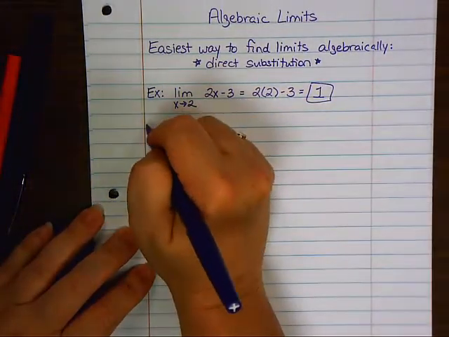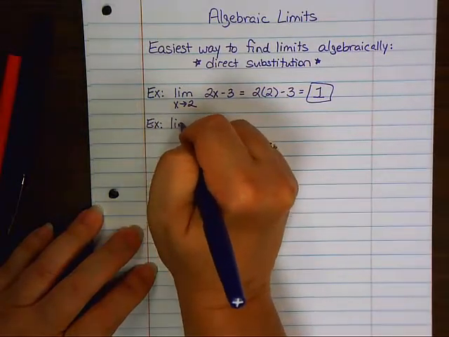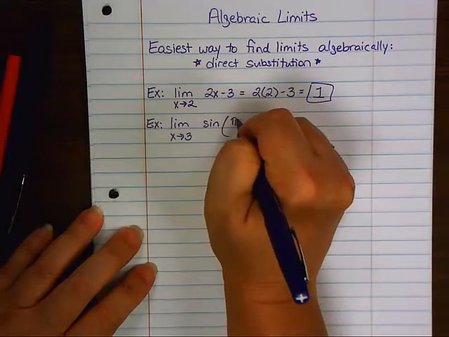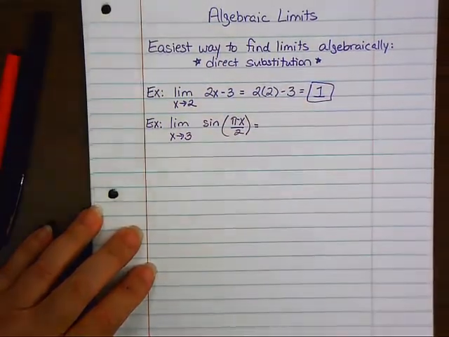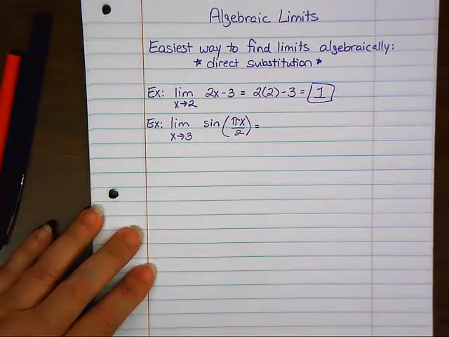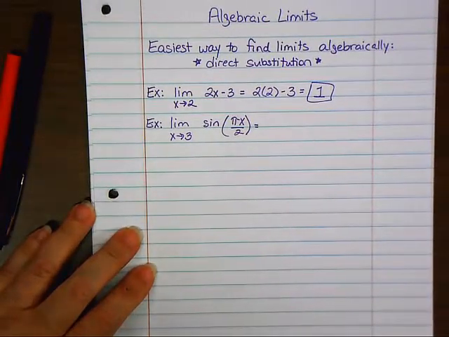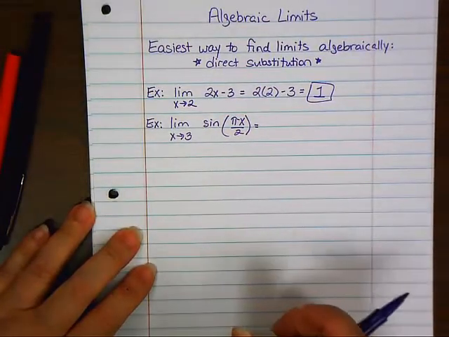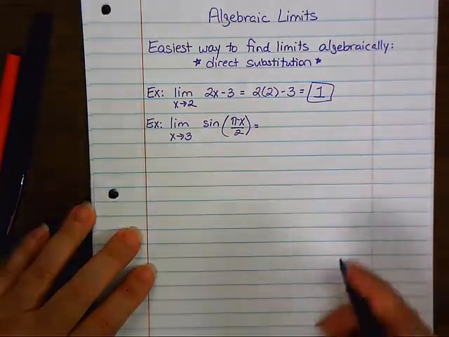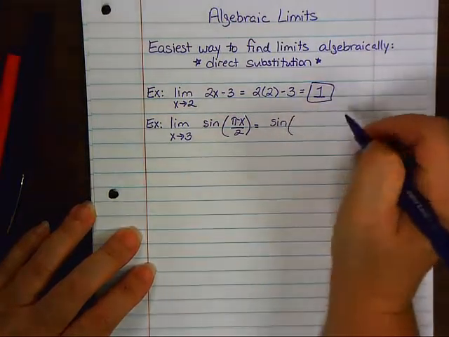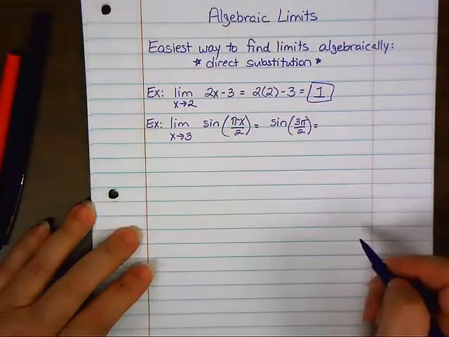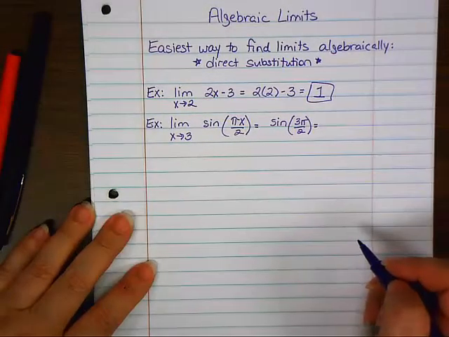Next problem. The limit as x approaches 3 of sine of pi x divided by 2 equals. Can I substitute the 3 in there and get something that I should be able to solve if I remember my trig? Yes. So write sine of what? 3 pi over 2. Now, without saying a word, real quickly, raise your hand if you know what the sine of 3 pi over 2 is.